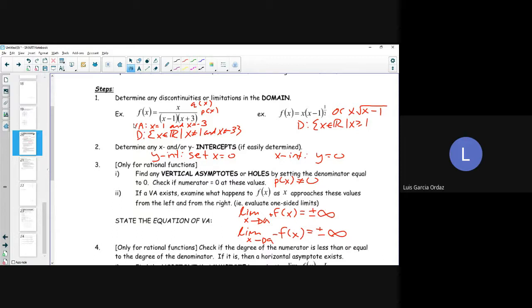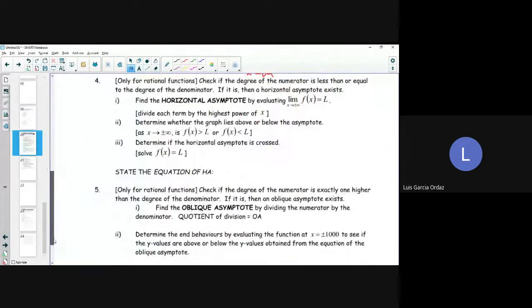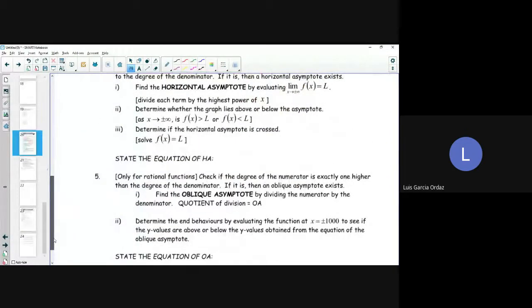And then number 4 is only for rational functions. Check if the degree of the numerator is less than or equal to the degree of the denominator. If it is, then the horizontal asymptote exists. So remember, we did this last lesson. Find the horizontal asymptote by evaluating the limit as x approaches positive or negative infinity of f of x, which is equal to L. Or what we learned is y equals L.